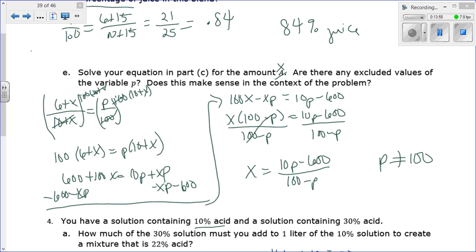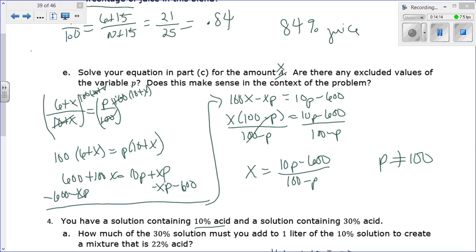Solve your equation in part C for the amount. Instead of A, we're using X. Are there any excluded values of the variable P? Does this make sense in the context of the problem? So I'd have (6 + x)/(10 + x) = P/100. And all that I had to do was solve for X.